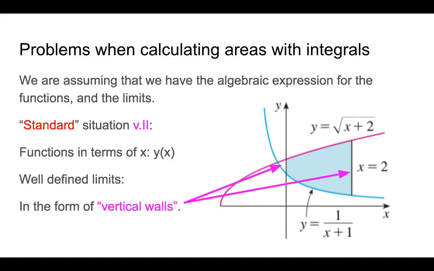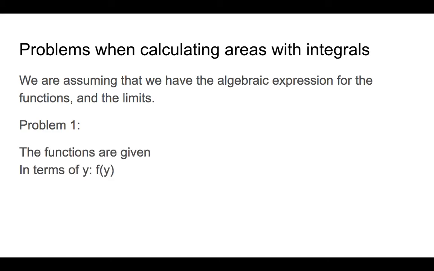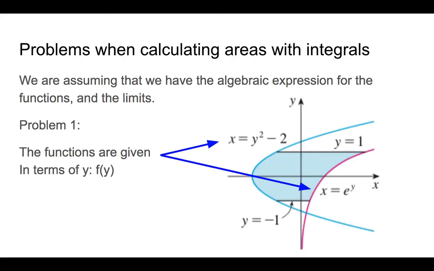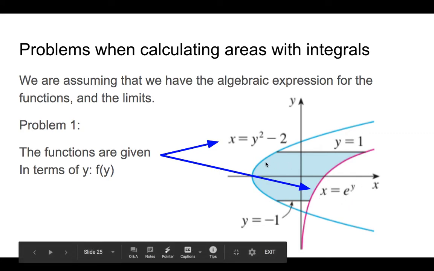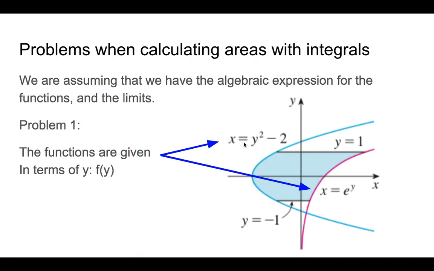Now for the problems. Problem number 1: the functions that you're given are not in terms of the regular x, but y. So it's kind of the other way around. For instance, like these two. You have your two functions, you have your region, but the algebraic expressions for the functions are given in terms of y. The one that is kind of left out is x, the one that it's solved for is x. So what do you do? Well, you do exactly the same, but you set up your integral on y and use the limits for y.